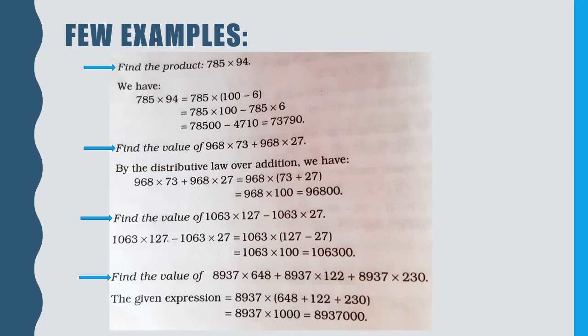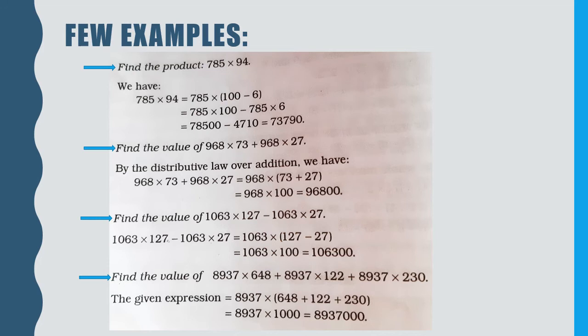Now we are going to distribute it, like first we'll give 785 to 100 and then we'll put a minus sign in between, and then again 785 by 6. So we just got two parts of this question. We'll multiply first 785 by 100, then we'll multiply 785 by 6. We'll get the answers and we'll subtract it. This is the use of the distributive law you just read. Okay, let's see the second example.